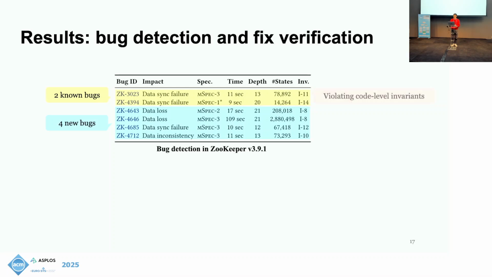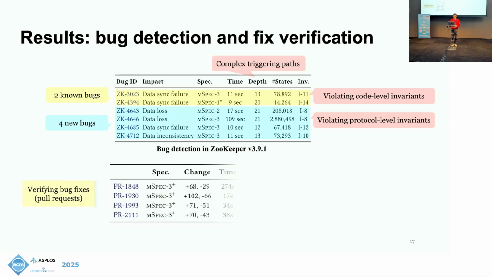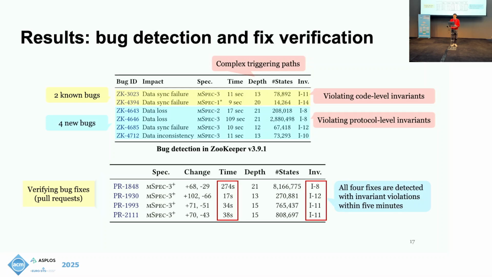Some of them violate code-level invariants, and others violate protocol-level invariants. The triggering parts of these bugs all require more than 10 steps. As Zookeeper developers provide multiple code fixes for these bugs in their pull requests, we use the mixed-grain specifications to verify the code fixes and discover that all of them violate some safety properties within 5 minutes.